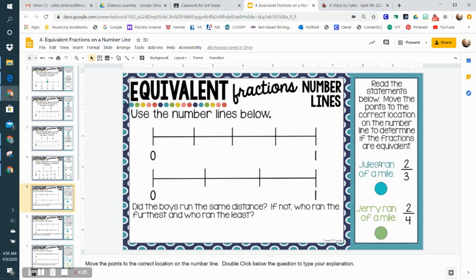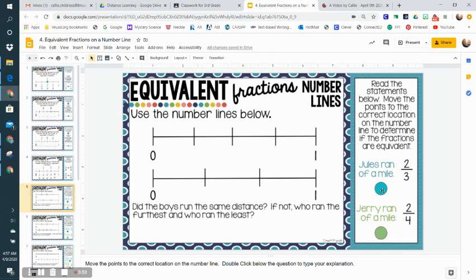So here we have a person, Jules, ran 2/3 of a mile. So I look at this and I notice that this first number line, it's broken up into 4 pieces. So this is not Jules's number line. She ran in thirds. But I do notice the bottom number line is divided into 3 equal pieces. So this bottom line is actually the number line for Jules here, which is kind of confusing. So make sure you guys are thinking about which number line each person might belong to here.